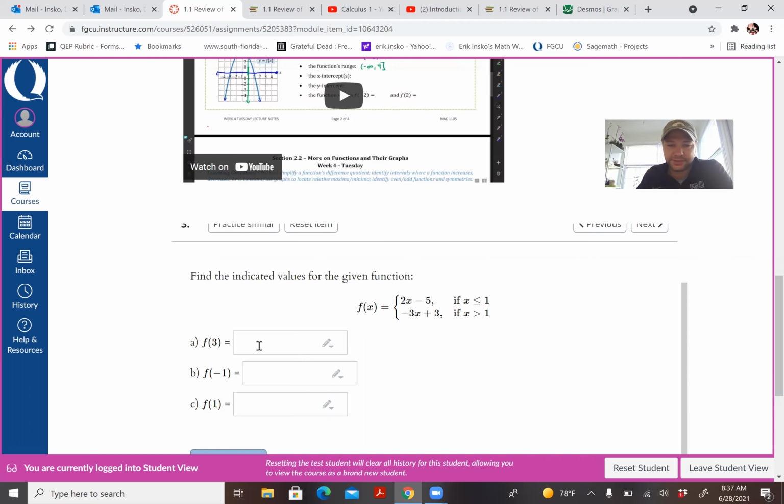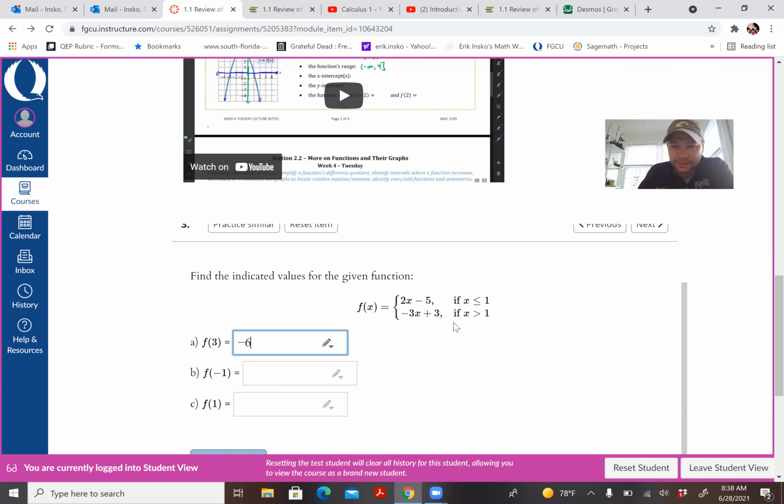So the first question is, what is f of 3? Well, 3 is bigger than 1. So we're going to follow this rule down here. So I need to take -3 times 3 plus 3. That's -9 plus 3 is -6. So I should get -6.